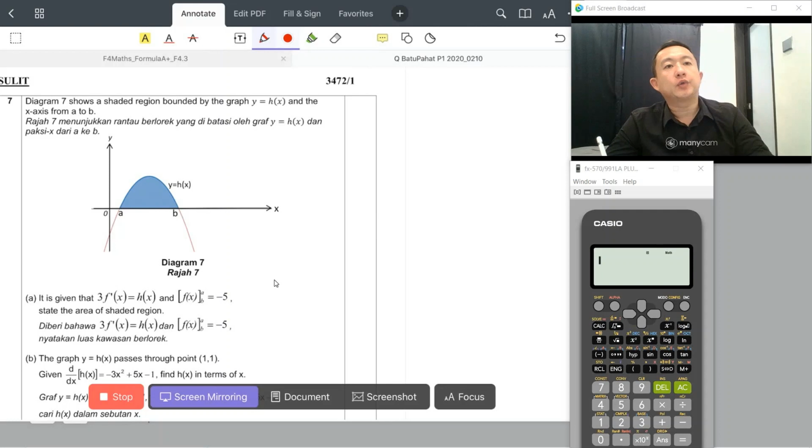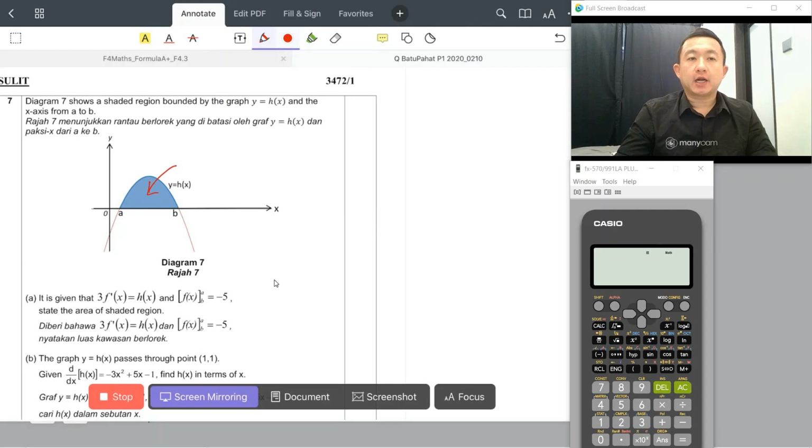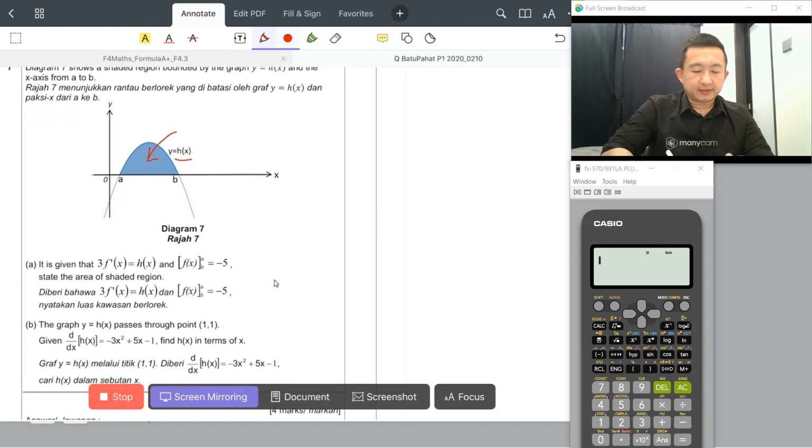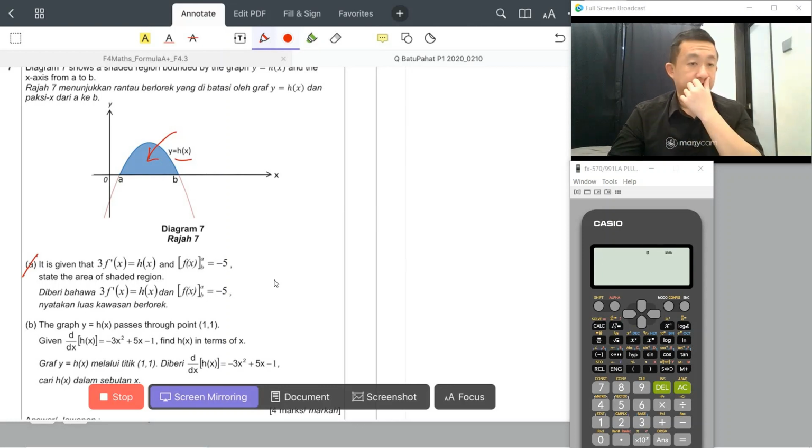Diagram 7 shows shaded regions bounded by the graph y equals to hx and the axis from A to B. It is given that 3f prime x equals to hx and the integral of fx from B to A equals negative 5. We need to find the area of the shaded region, which is the area under the graph of hx.